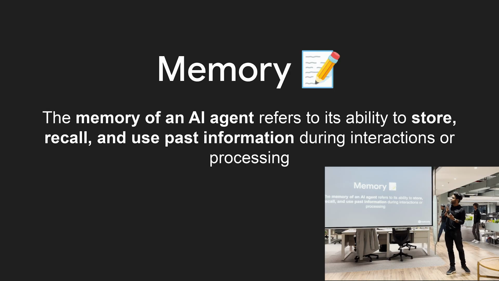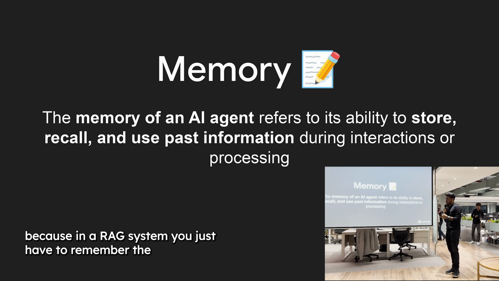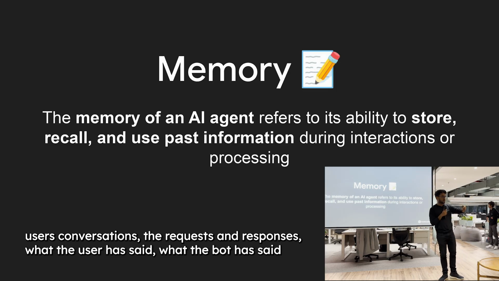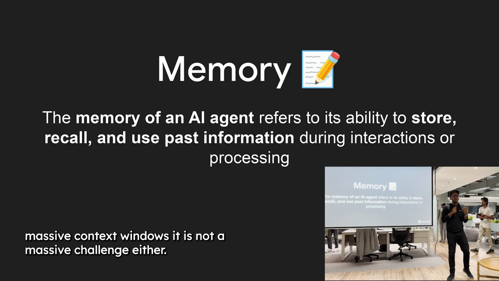And then there is memory. Now, this is what distinctly separates RAG systems from agentic AI systems, because in a RAG system, you just have to remember the user's conversations, the requests and responses, what the user has said, what the bot has said. And it's relatively straightforward to do. And with modern models with massive context windows, it's not a massive challenge either.